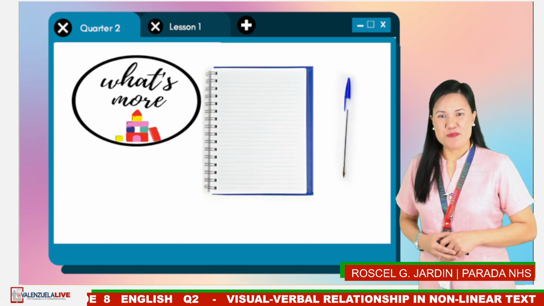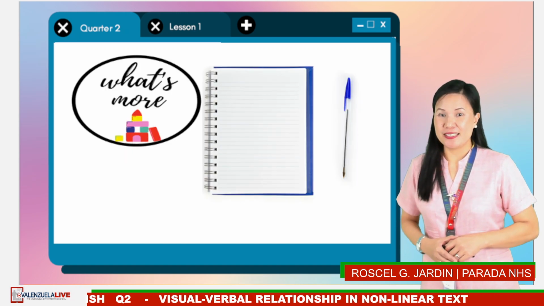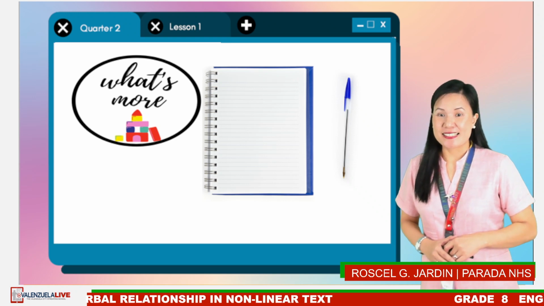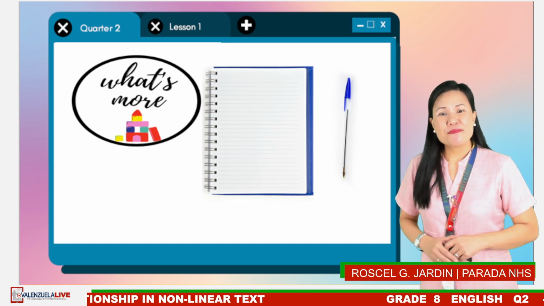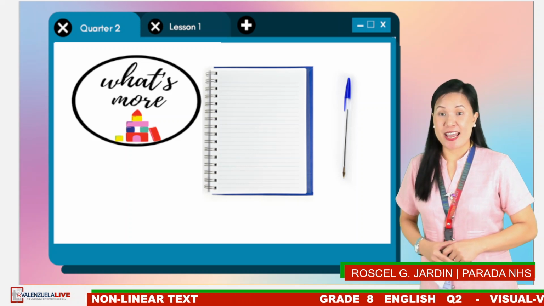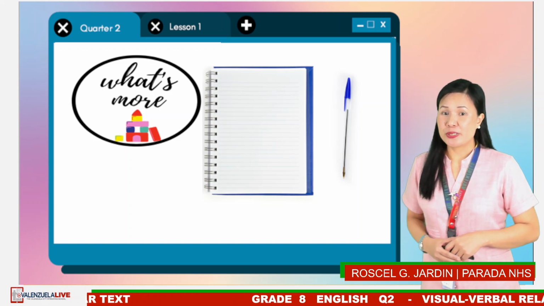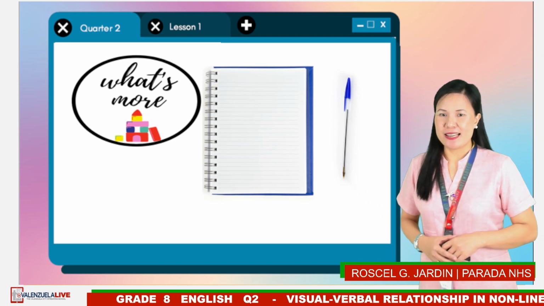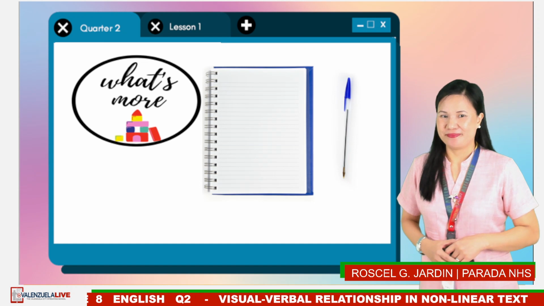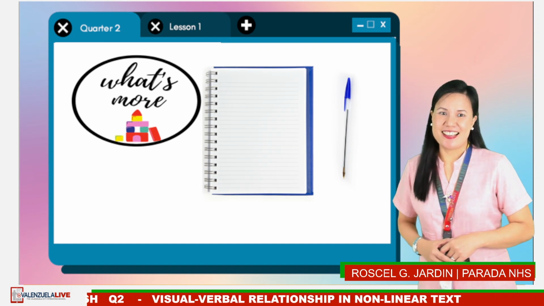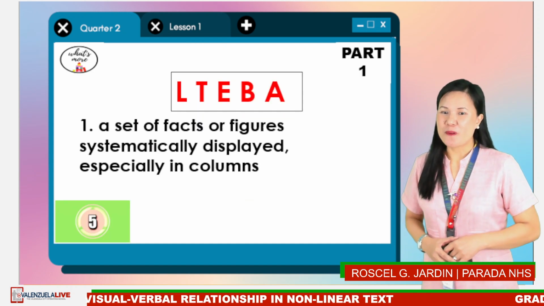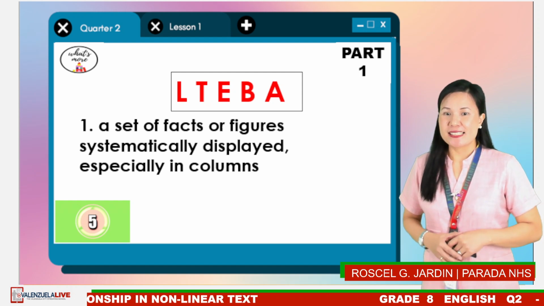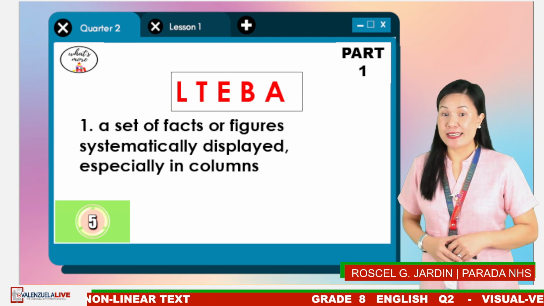To check if you understood the lesson about the nonlinear text, bring out your notebook and pen. Let us answer these questions. You have 5 seconds to answer each item. Now, for this activity, part one, you are asked to rearrange the letters based on the given meaning. Ready? Let's start. Number one, a set of facts or figures systematically displayed, especially in columns.